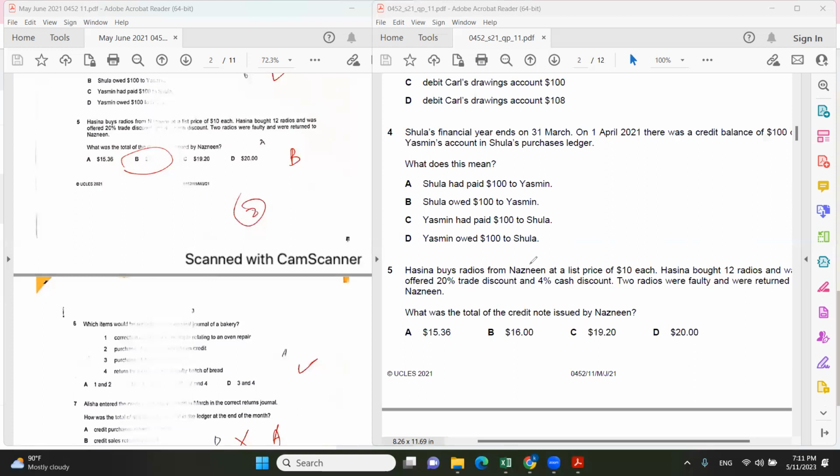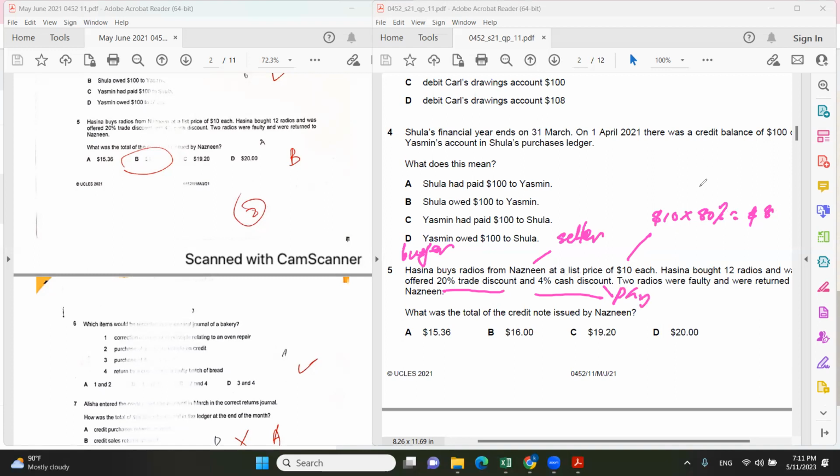Okay, Hashina buys radios from Nazini. This one is the seller, and this one is the buyer. At the list price of $10 each, Hasna buys 12 radios and is offered a 20% trade discount. So that means the list price here, how much do they have to pay only? 10 times 80%. This is what he pays. And a 4% cash discount is only calculated when he pays on time.